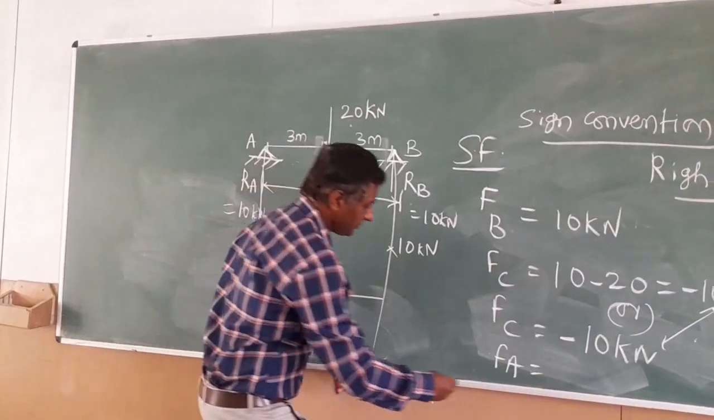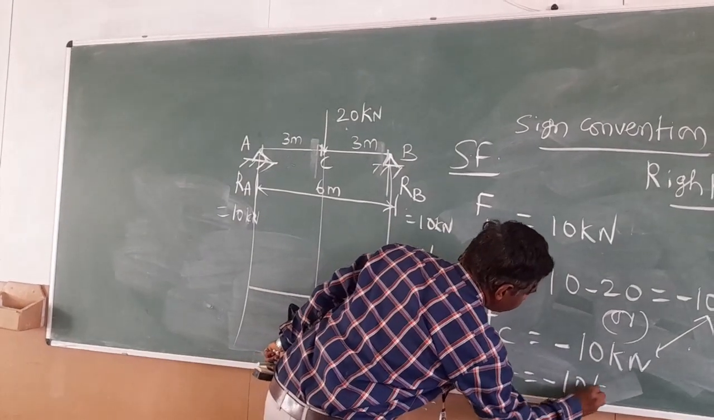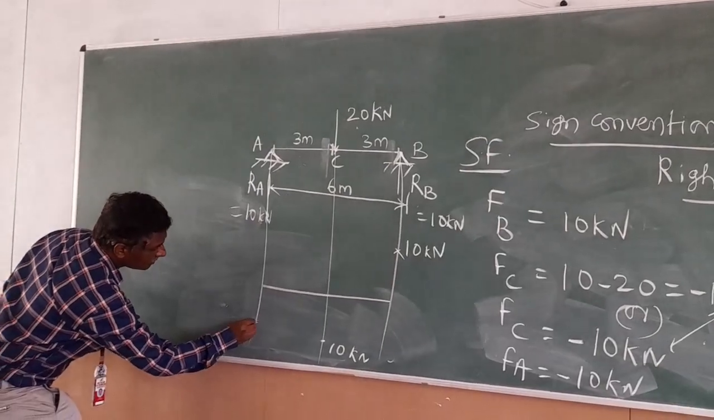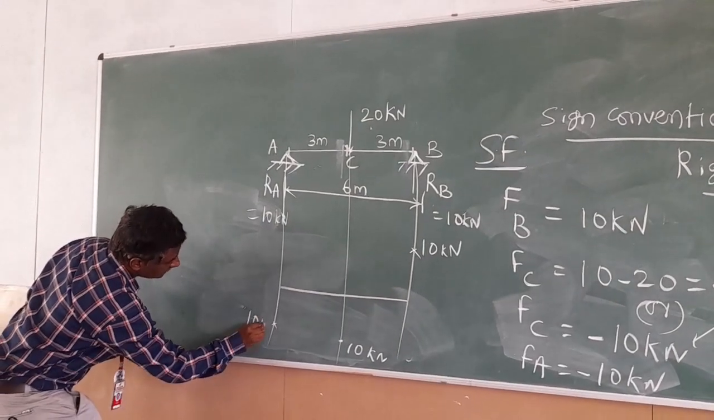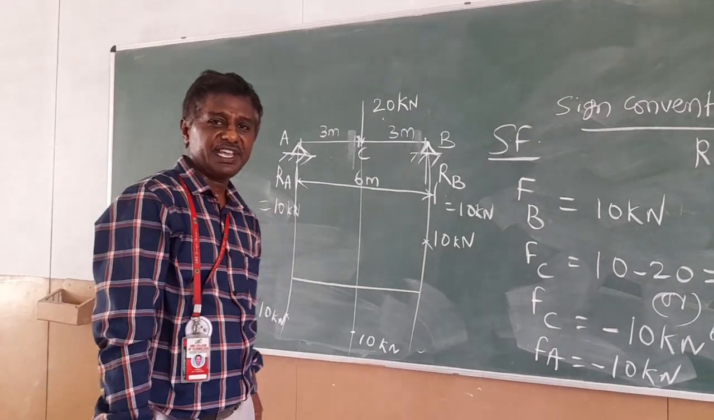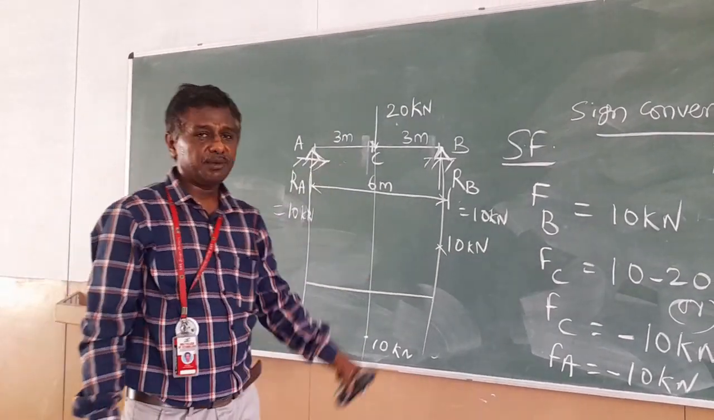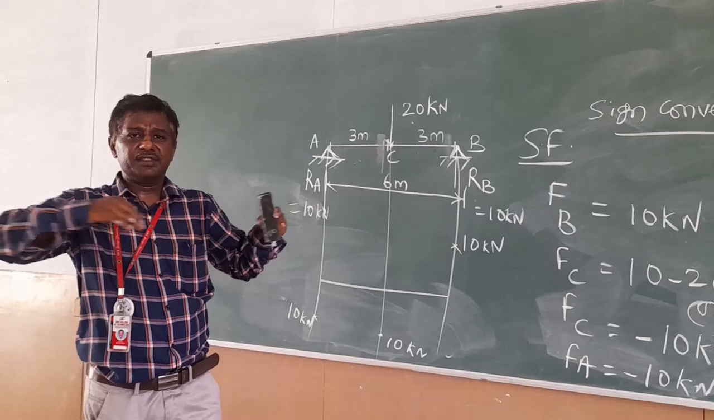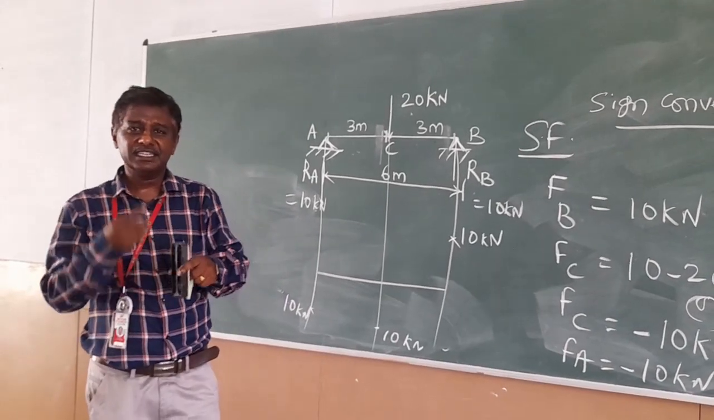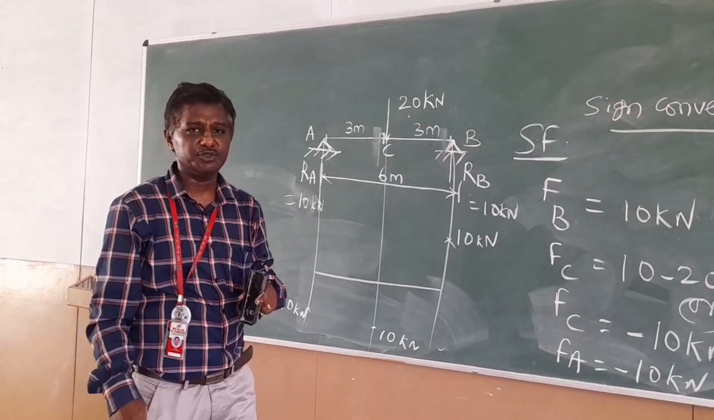So FA is also minus 10 kN. Okay, so here FA is also minus 10 kN. According to the nature of the curve for the shear force diagram, I already showed that wherever there is no point load, a horizontal line will come, and where the point load is acting, a vertical line will come into the picture.